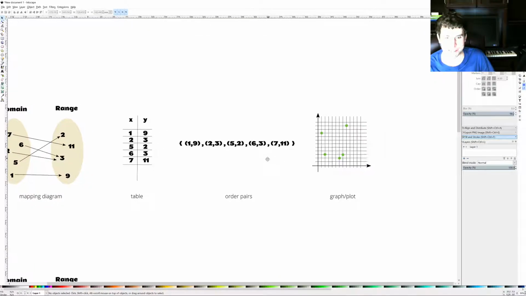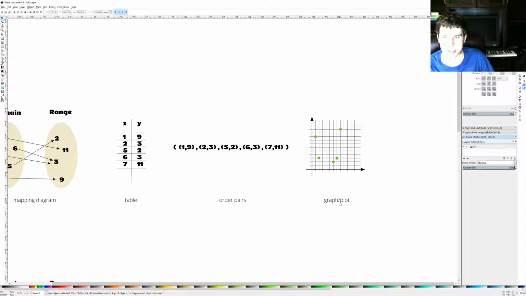And finally, there is the graph and plot, which is pretty much the same as the ordered pair. The difference being that you can see it more visually, where the inputs would be the horizontal address of each dot. On a 2D grid, you need 2 numbers to define where it's at. There's the horizontal axis. How far parallel to the x-axis must you walk? And then how far parallel to the y-axis must you walk to get to any place? You need those 2 numbers.